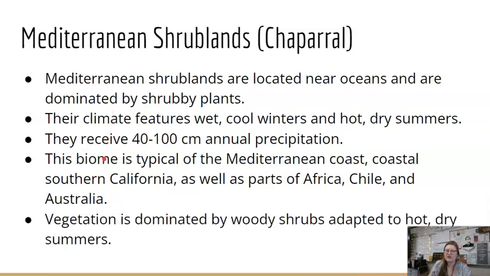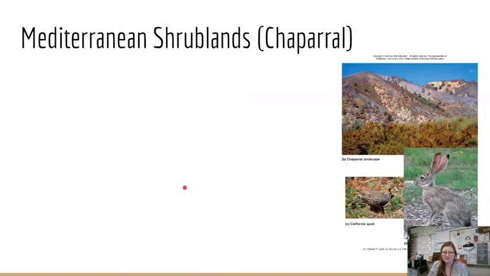And then vegetation is dominated by woody shrubs adapted to hot, dry summers. We don't see a whole lot of big trees. It really is just like little shrubs, which is why it's called a shrubland. And fire is a common feature. We're going to see this a lot. Fire is natural in some cases.